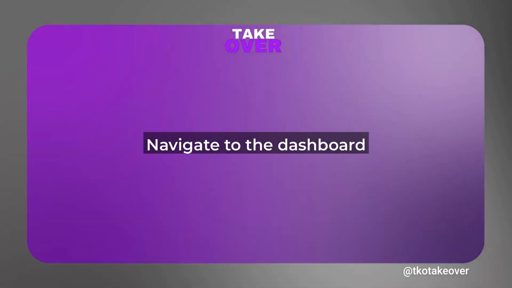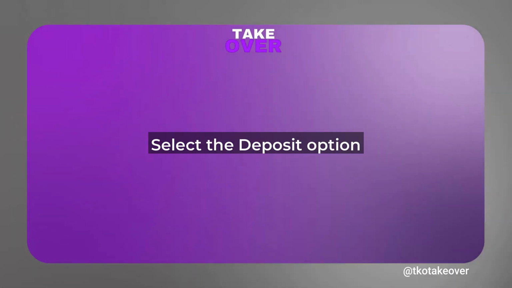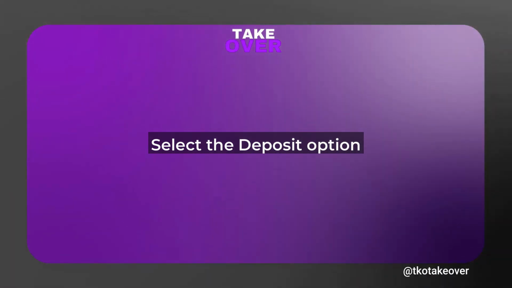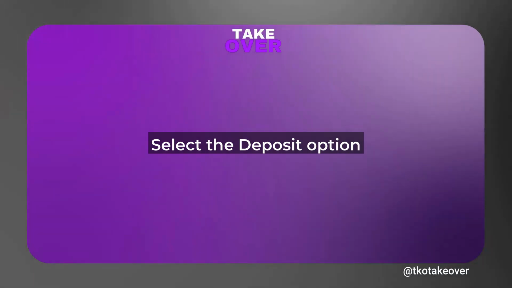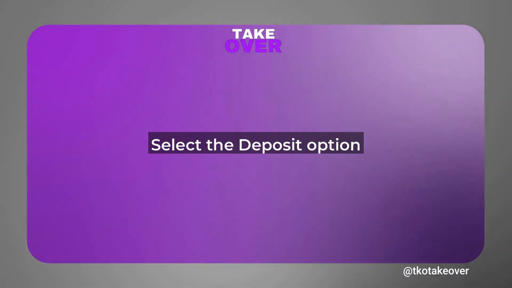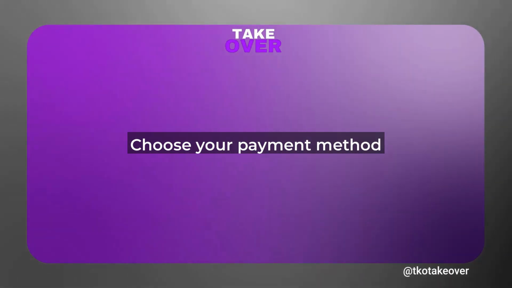Step 1. Make sure you have the Trading 212 app downloaded on your phone or access it via their website. Once you're logged in with your username and password, head over to the main dashboard. It's super intuitive. Look for the wallet or account icon, usually at the bottom of the screen. Next, tap on Deposit or Add Funds.